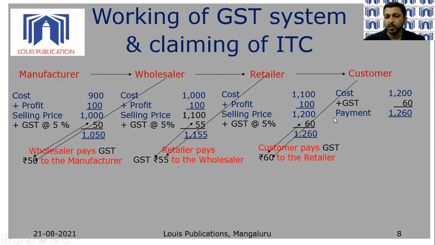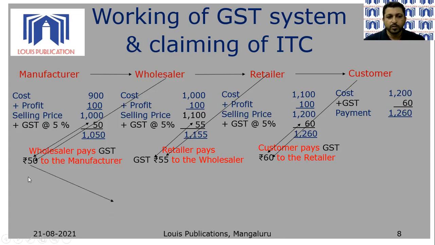So from the retailer's point of view, this 60 rupees is output tax because it is on outward supply of goods that the retailer is collecting this 60 rupees. Whereas customer, it is for final end user. So customer is not going to sell it further. So there is no question of input tax credit over here.